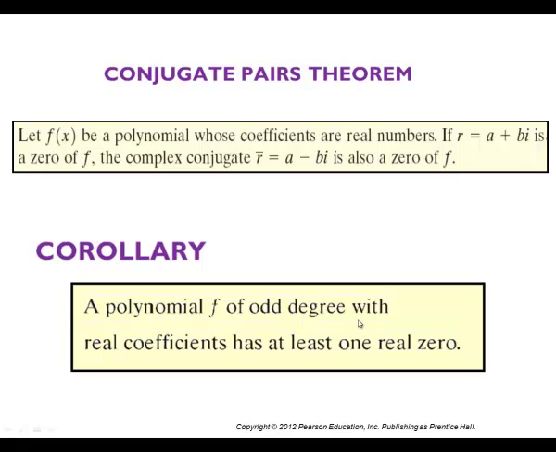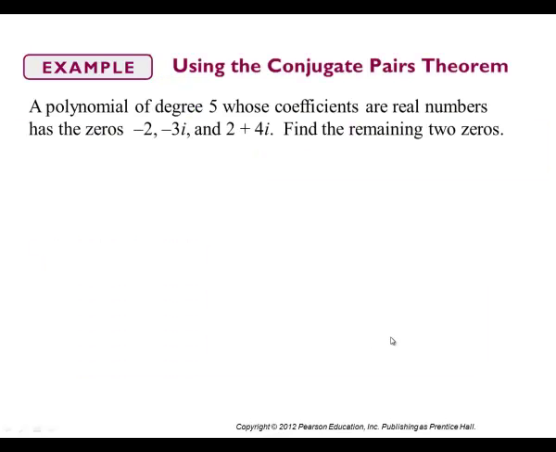A polynomial f of odd degree with real coefficients has at least one real zero. So if you have a polynomial that has a leading term that's odd, then you know that at least one of those factors or zeros is going to be a real number, like 1, 2, like an integer, not going to be complex.